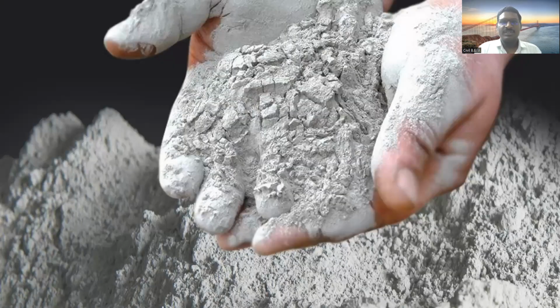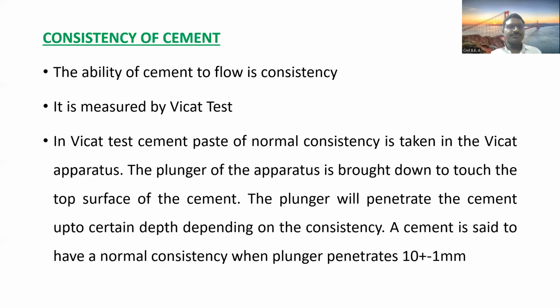So if you see this picture, the cement has very fine particles. Then next is the consistency of cement. The next physical property is the consistency of cement. So what is consistency of cement? Consistency of cement is nothing but the ability of cement to flow.